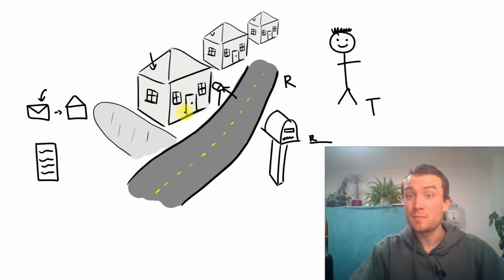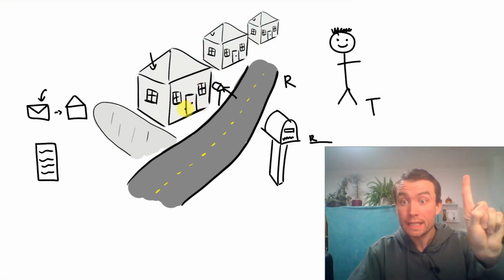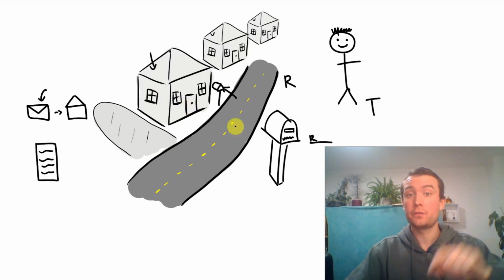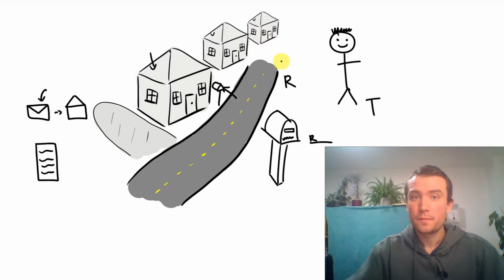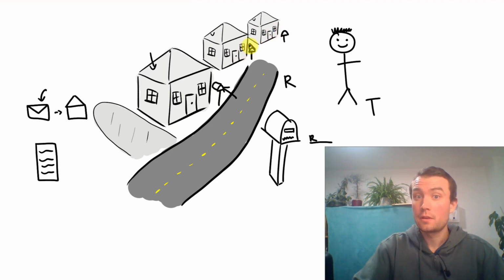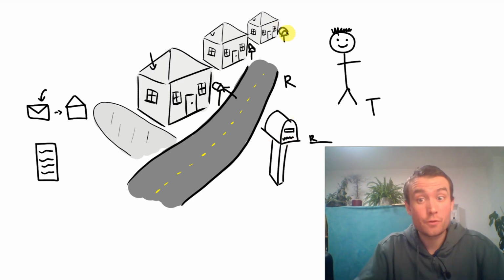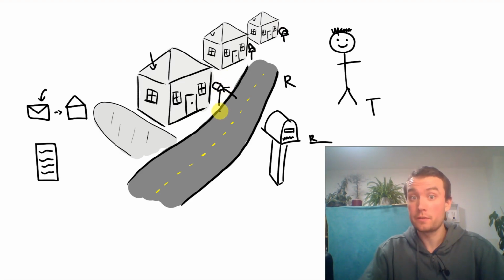But Tim's house isn't the only house on Rocky Street. There are other houses, and each of those houses also has a mailbox, and on each of those mailboxes is an address. There's an address written on the mailboxes. The address is Rocky Street.